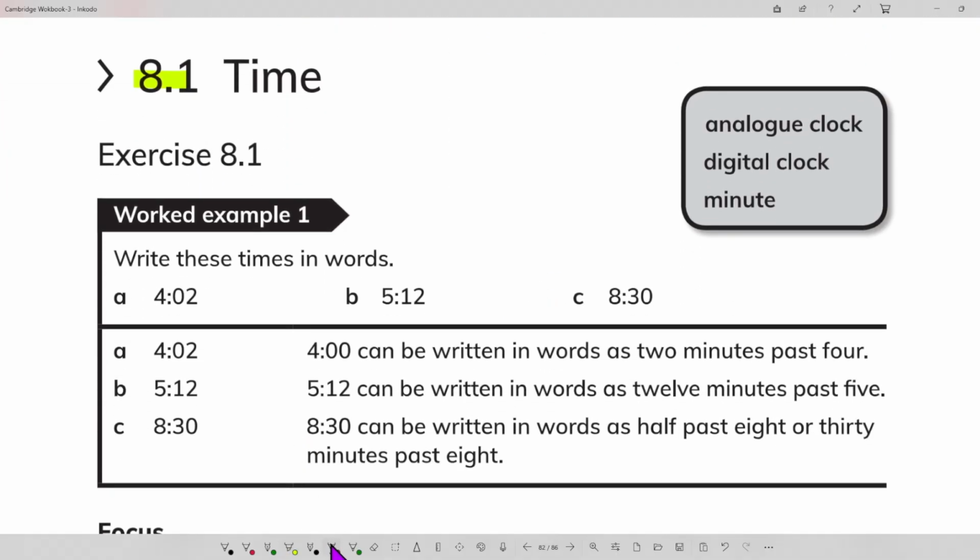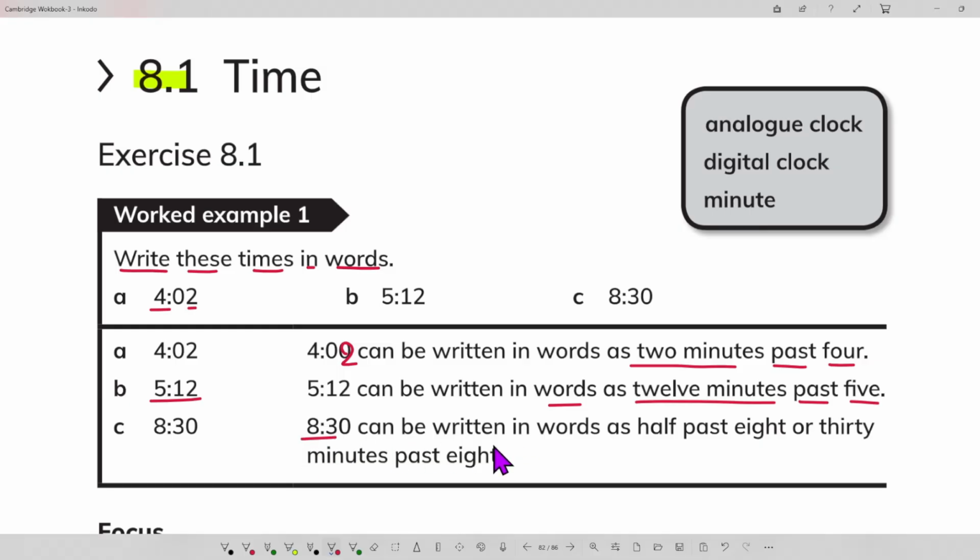Here is an example. First we have to know what this is. Write these times in words. Here is 4:02. This 4:02 can be written in words as 2 minutes past 4. Already 2 minutes gone. Similarly, 5:12 can be written in words as 12 minutes past 5.